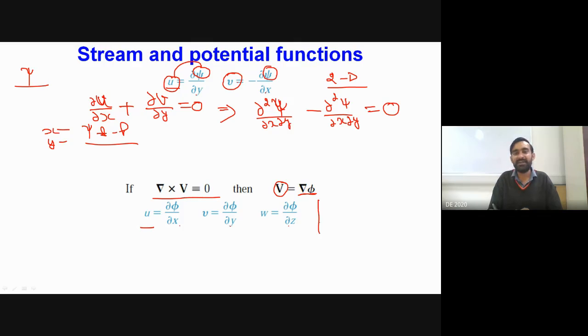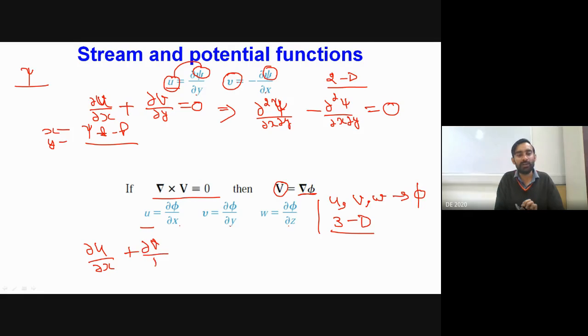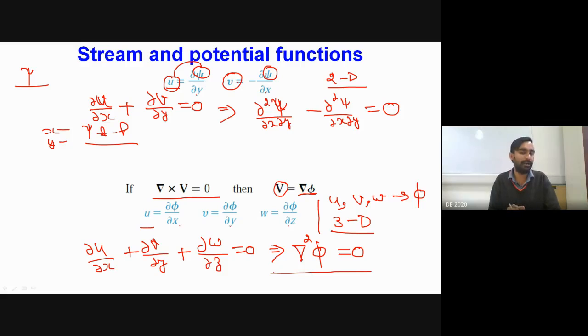So now one advantage of the potential function over the stream function is that in this case all three variables u, v, w are accounted into a single scalar function phi, and at the same point of time it can be employed for three-dimensional flow situations. Okay, so if we do one typical substitution in our continuity equation, substituting u, v, w, we will find that my continuity equation takes the form of the Laplacian of phi.